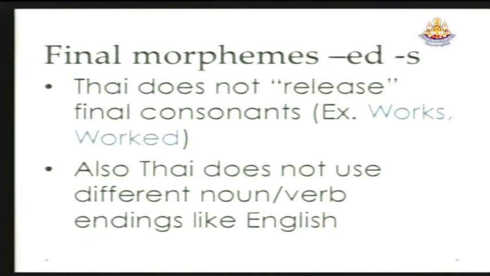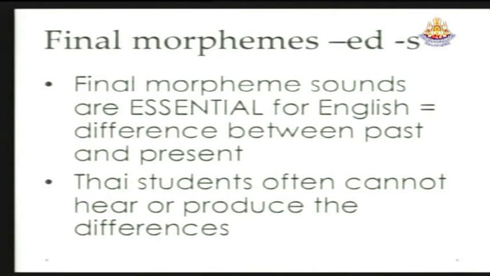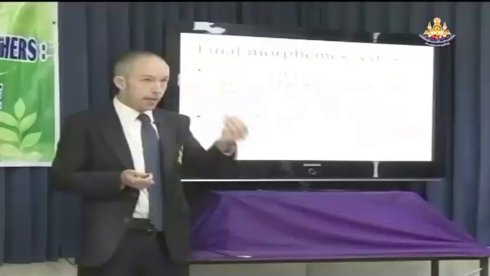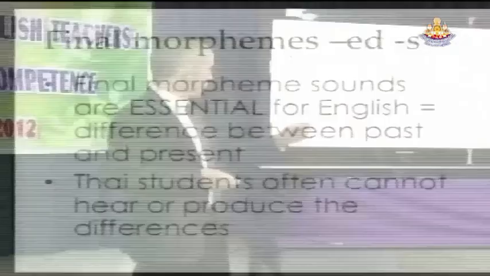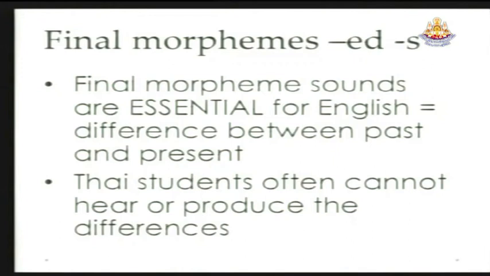What else? Final morphemes. This is important. They are essential for English because it's the difference between the present and the past. That's really, really important in English. They are essential for understanding English. But this is important also: Thai students often cannot hear or produce the differences.